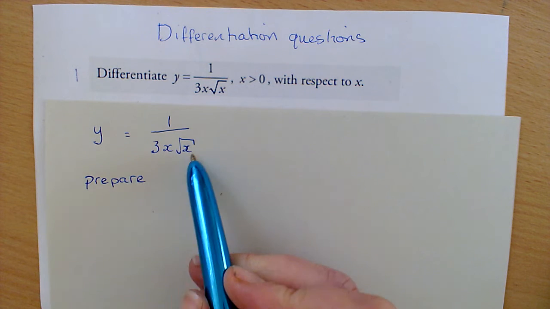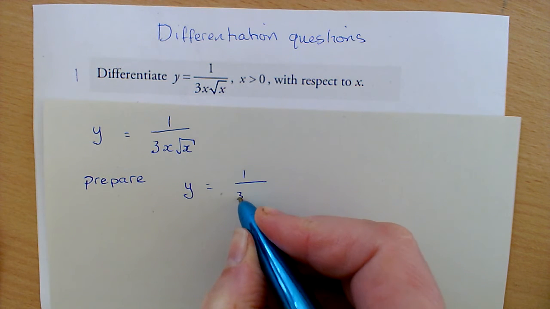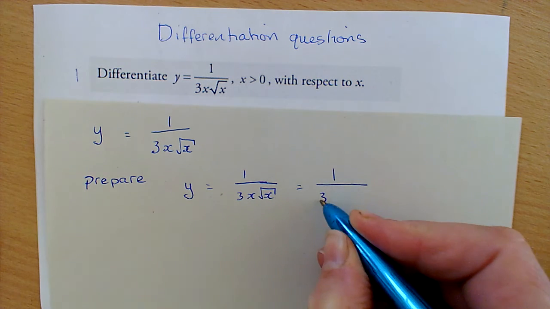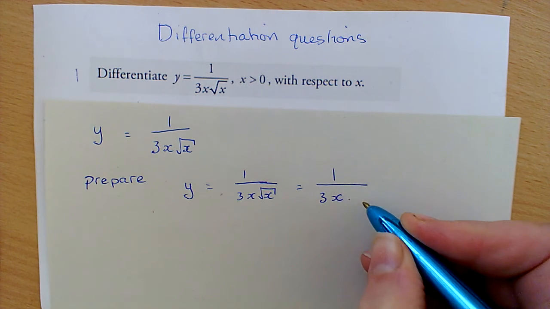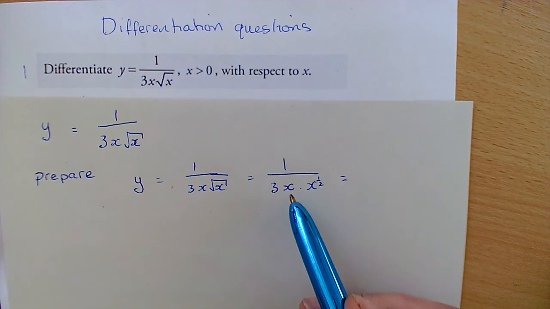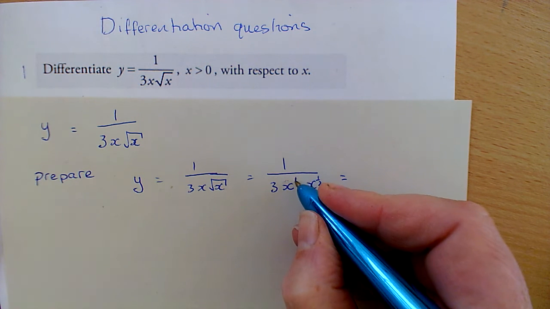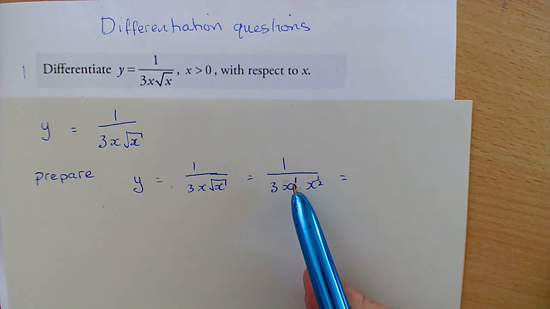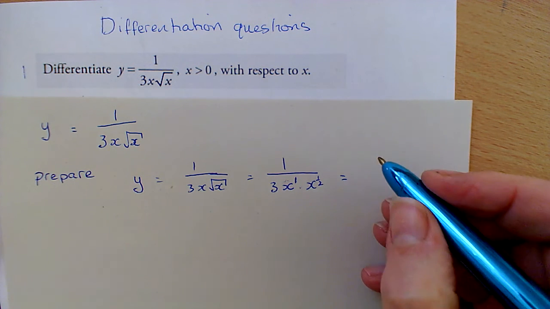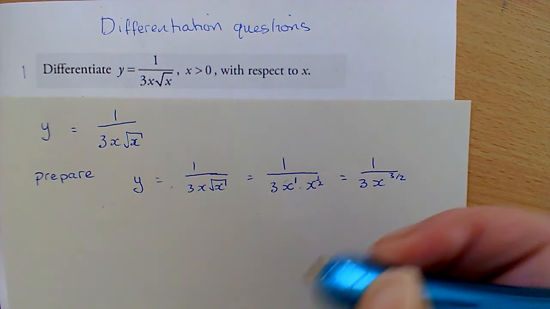So we need to combine these terms. So y equals 1 over 3x root x. To combine those together, you will remember from Nat 5 that root x can also be written as x to the half. You will remember from Nat 5 that when you are multiplying things together with the same base, you add the powers, and that x by itself is the same as x to the power 1. So if you add one whole, that's 2 halves, together with another half, that will give you 3 halves. So this is then becoming 1 over 3x to the 3 halves.